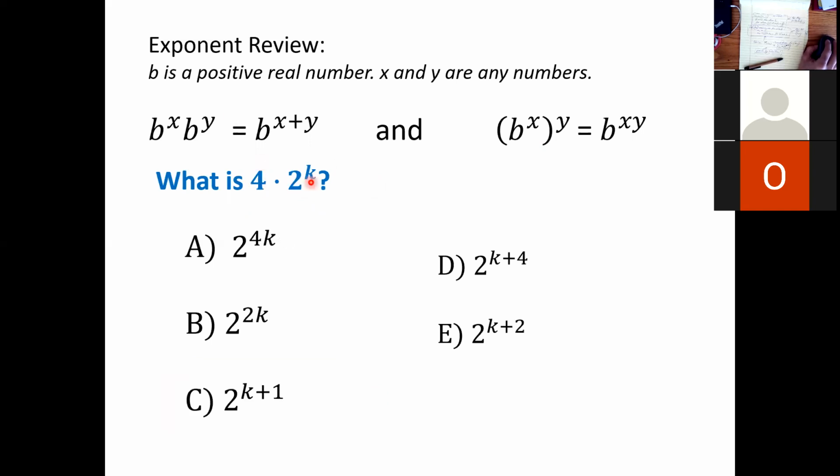4 times 2 to the k, right? So which of these options should work? Yes, and people say correctly, it's this one, because this is 2 to the 2, and now I use this law. So it's 2 to the 2 plus k, which is here. Okay, so far so good.